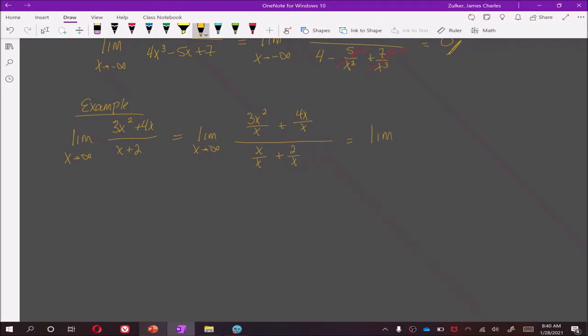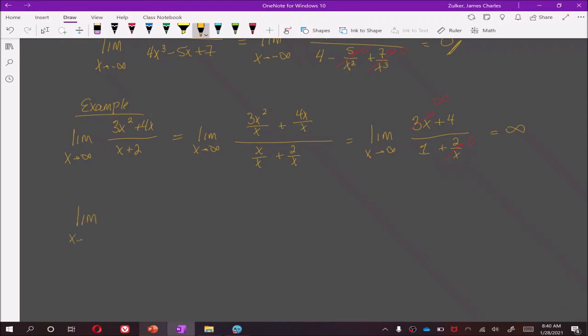Now simplify. We'll have 3x plus 4 all over 1 plus 2 over x. That goes to 0. However, this term here, this 3x, will go to infinity. Right? So essentially we have an infinite number divided by 1, which is infinite. So that is infinity.